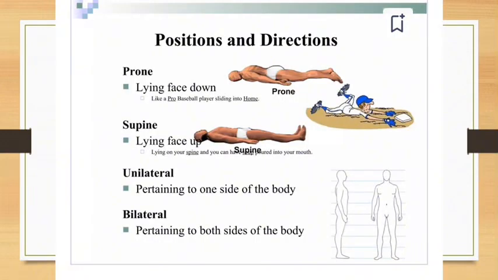Now these are other positions that you need to learn and appreciate. This is the prone position. If you are lying facing downwards, such that your back is towards the sky, we call it a prone position. This is the supine position. If you are lying in such a way that your abdomen is facing upwards, this is the supine position.